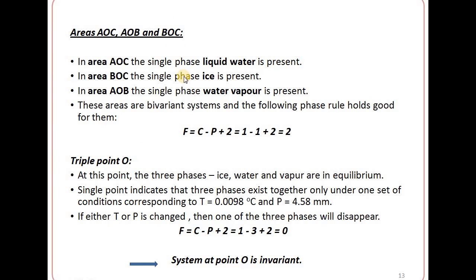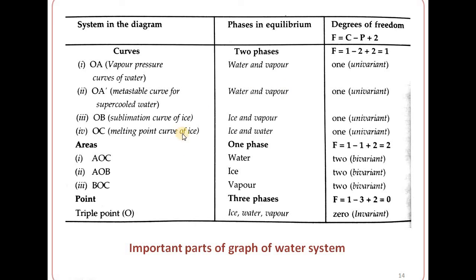Similarly, in the case of areas, the system will be bivariant. Each area is represented by 2 degrees of freedom. We can independently vary both the pressure and temperature in the areas. So a single phase is represented by an area, at the triple point the system is non-variant, and the system at point A is invariant or non-variant. So this is the summary of the important parts of the phase diagram of the water system. We have already discussed each.